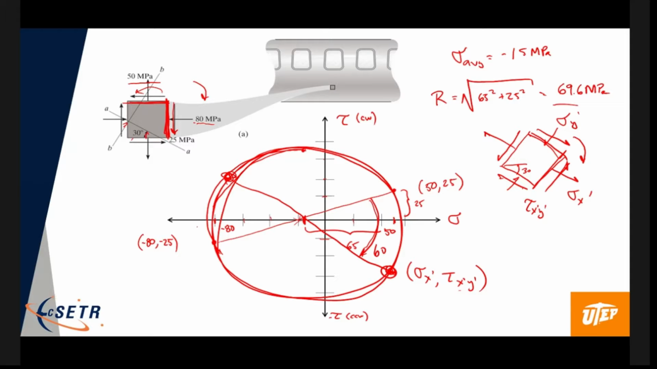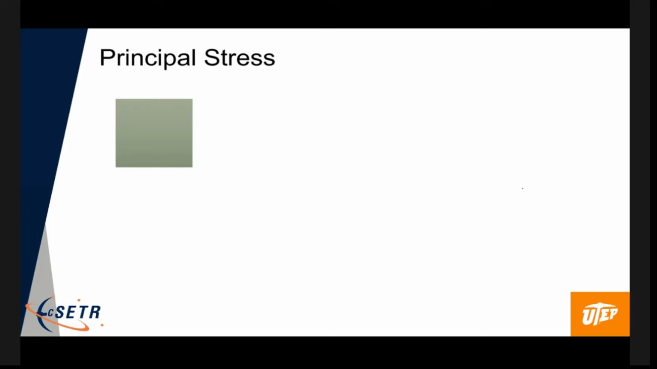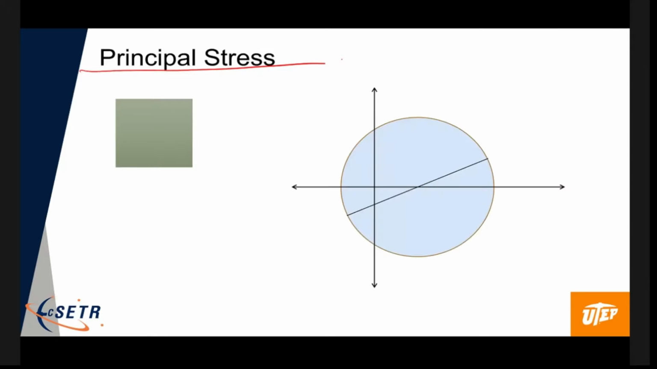But really where this becomes even more important is when we talk about the calculation of principal stress and the max shear stress. So let's talk about what principal stress is. Here's a Mohr circle. Here we've got the normal stress, and here we have the shear stress.